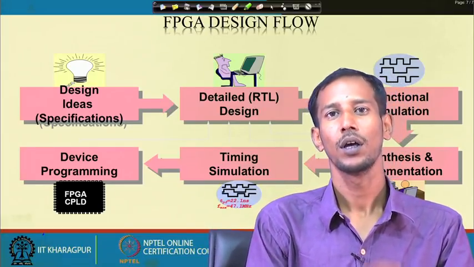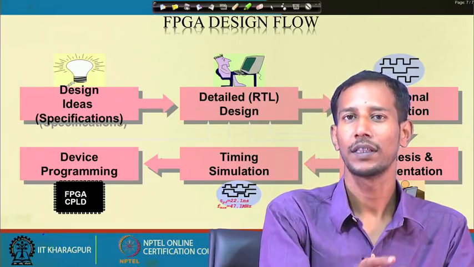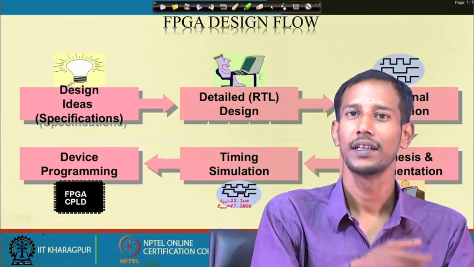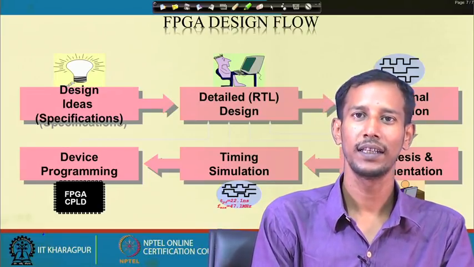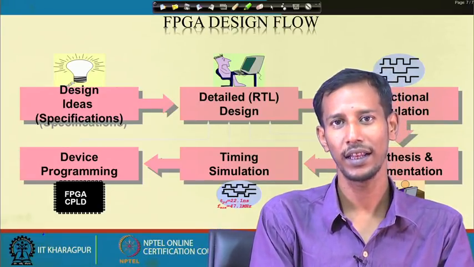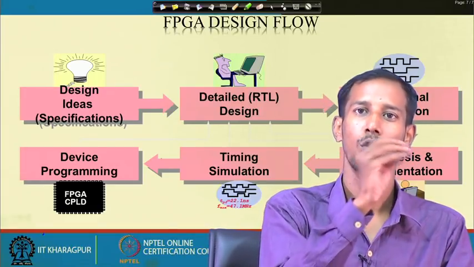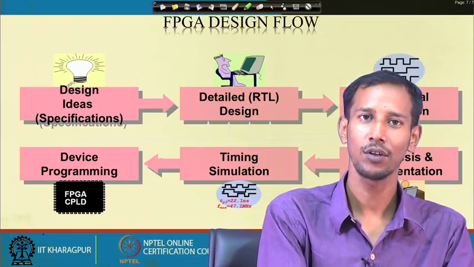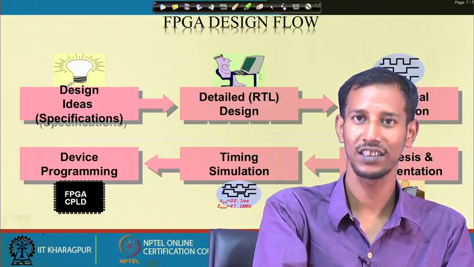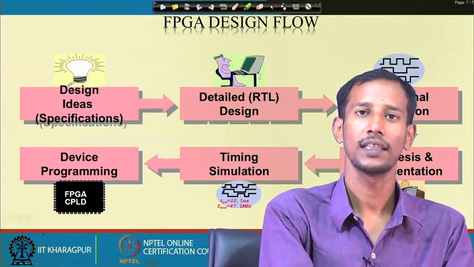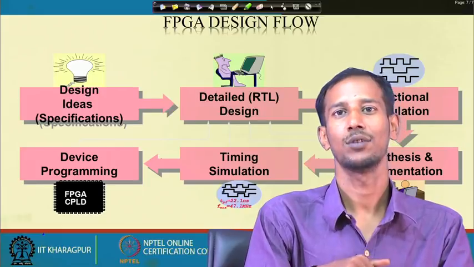At that time you have to go for the map, that means floor planning, placement, then routing, and after all this you build the geometric description, the GDS2 file, and then you send it to the foundry. The corresponding chip will be fabricated at the foundry, and you will get the hardware for your system. Whatever I started with, the specification or the design idea, once it comes back from the foundry, you get your idea turned into reality.